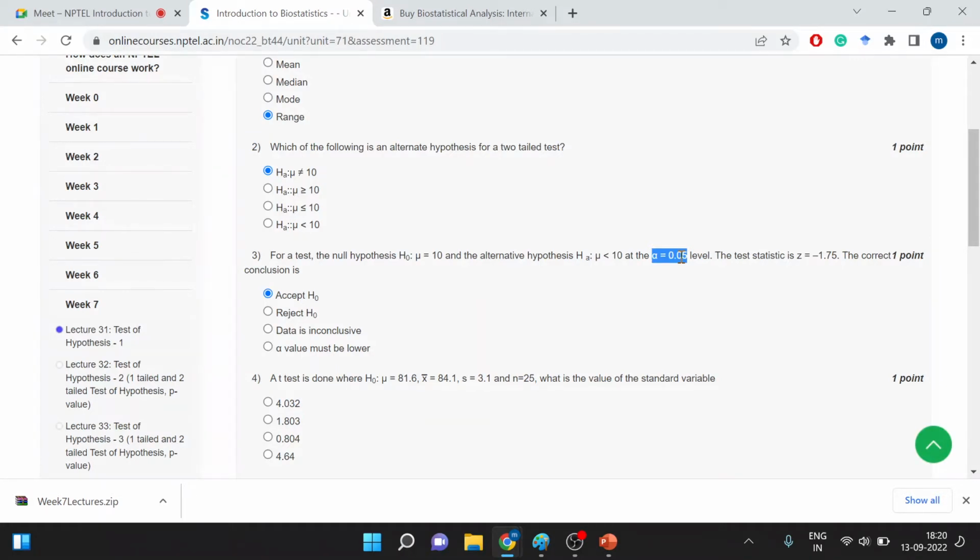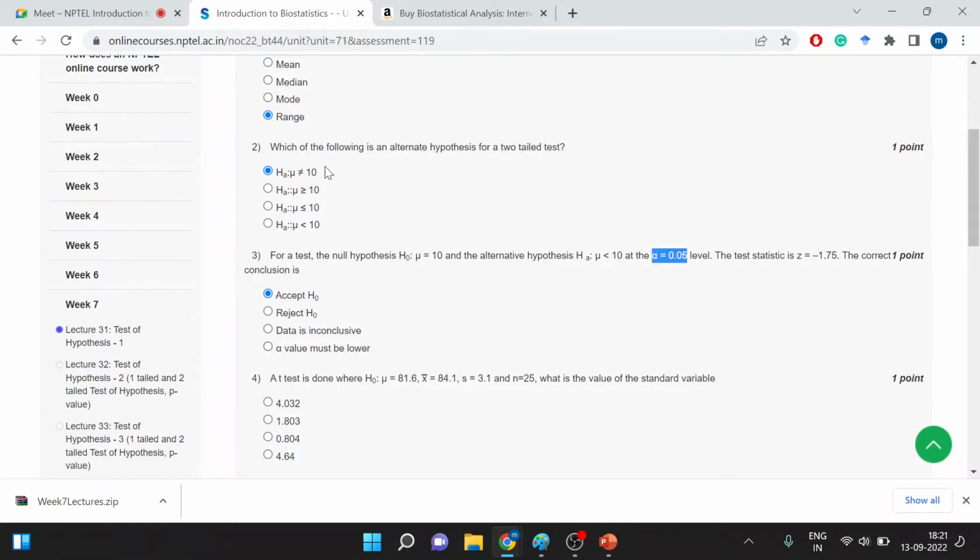Okay. Now, given this hypothesis and alpha level, you're given a z statistic of minus 1.75, and you need to conclude whether you want to accept the null hypothesis, reject the null hypothesis, say the data is inconclusive, or say alpha must be lower, or whatever. What do you think the answer is? Anyone? Okay, I'll do this for you because it requires slightly more information.